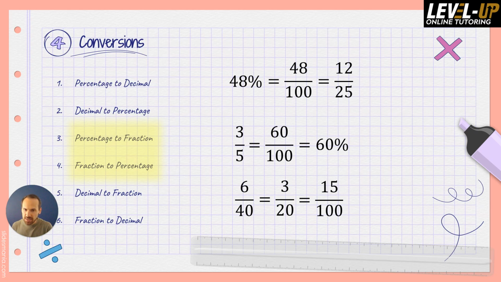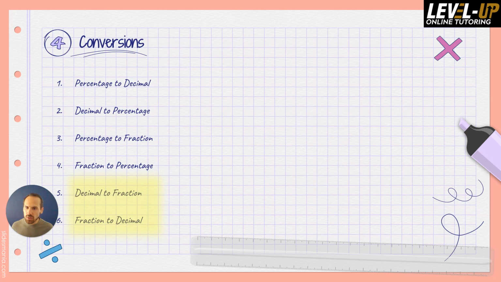So yeah, 6 over 40. We can simplify by dividing the top and bottom by 2 and then times the top and bottom by 5. And you see, that's essentially like times it by 5 divided by 2, which is 2.5. So 2.5 lots of 40 gets you to 100. And yeah, once we've got it to that form, it's easy. It's just 15%.